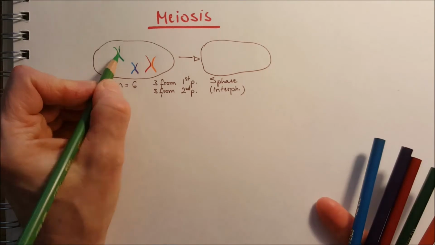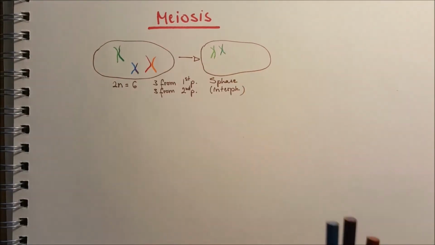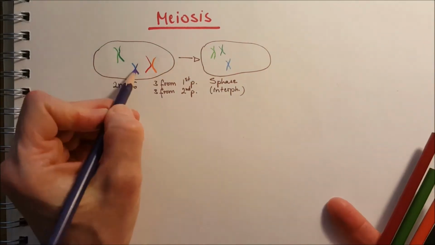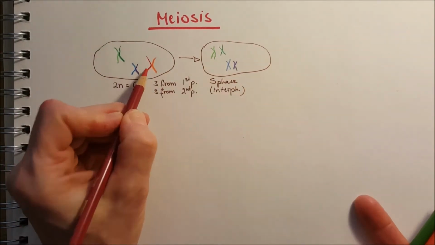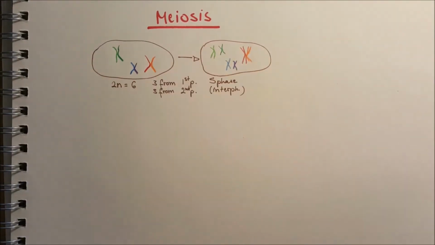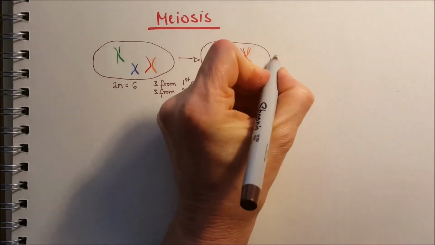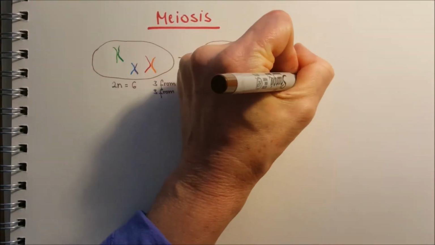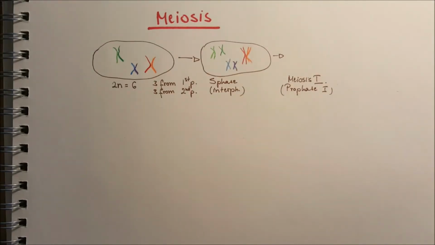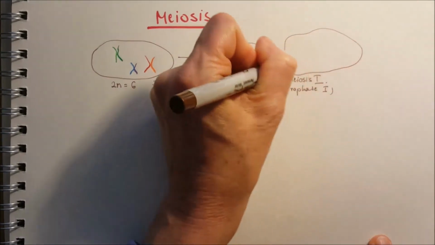Now, in the S phase of interphase, the chromosomes duplicate, so we will have 2 sister chromatids connected by a centromere. So we have all together how many? 12 sister chromatids. And let's talk about meiosis 1, what happens, and also prophase 1 in meiosis 1.